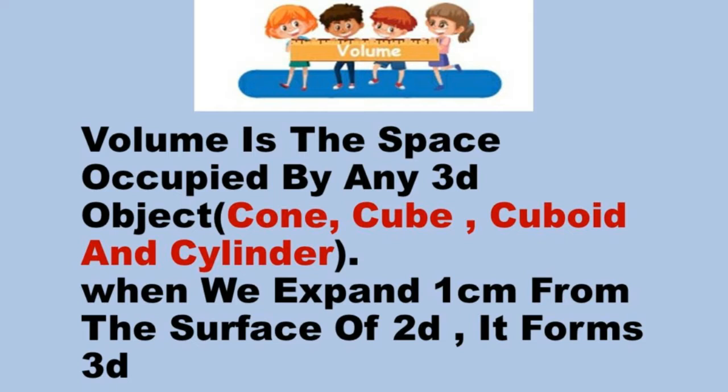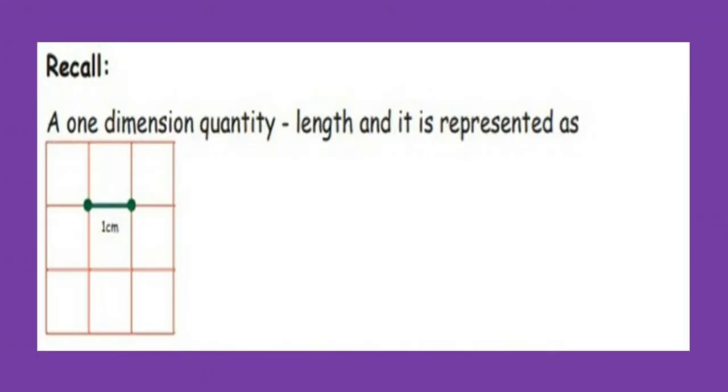Volume. Volume is the space occupied by any 3D object, that is cone, cube, cuboid and cylinder. When we expand 1 centimeter from the surface of 2D, it forms 3D. Let us recall 2D objects. A one-dimension quantity is length, and it is represented as 1 centimeter.